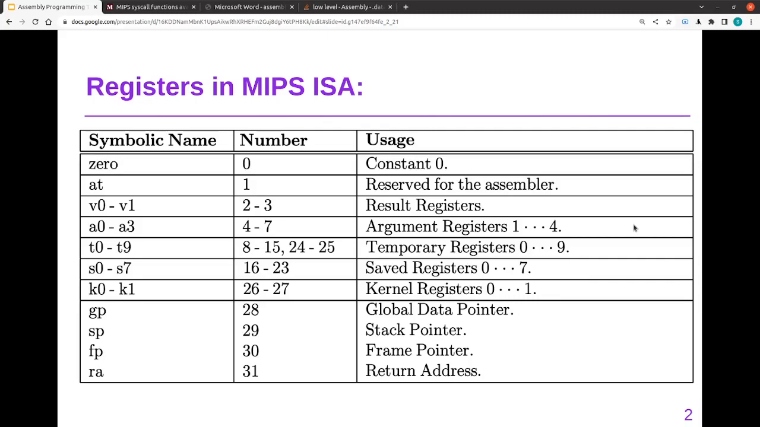As with any ISA, MIPS also comes with its own set of registers. There are 32 registers in the MIPS ISA. The various names of the registers and their numbers and their usage is given in this picture.